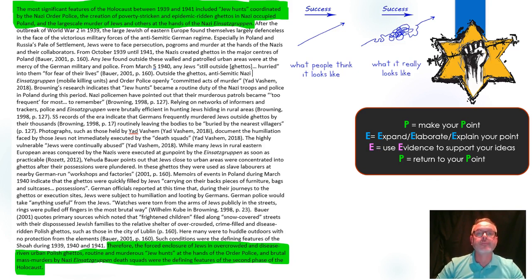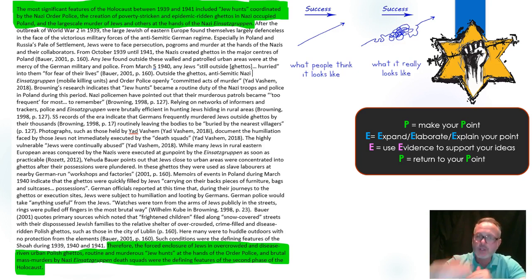I've color-coded for you. Here's our point. The most significant features of the Holocaust between 1939 and 1941 included Jew hunts, coordinated by the Nazi order police, the creation of poverty-stricken and epidemic-ridden ghettos in Nazi-occupied Poland, and the large-scale murder of Jews and others at the hands of the Einsatzgruppen. So in my opening point, you can see that I've identified three significant features of the period 1939-41 during the Holocaust.